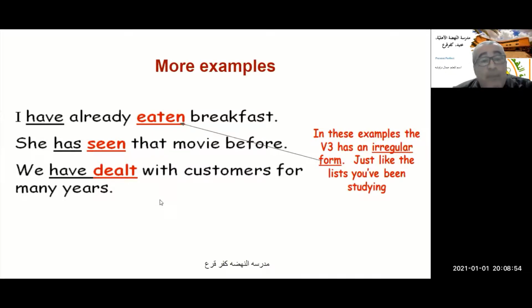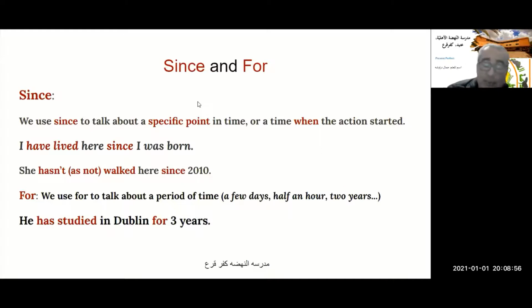Okay, let's move on. In the present perfect, we usually use since and for. So let's start with since. We use since to talk about a specific point in time, or a time when the action started. That's important, a time when the action started. I have lived here since I was born. Now the action started since I was born. Does that mean that I am still living here?